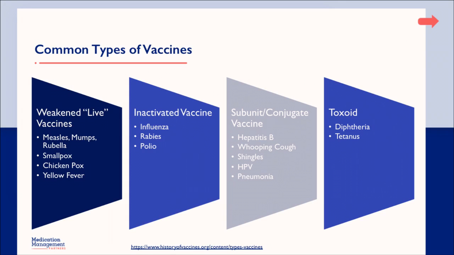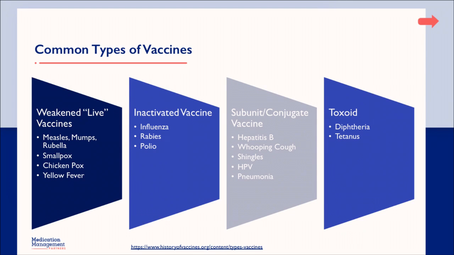That would be like your flu vaccine, your rabies vaccine, your polio vaccines. Those are great examples of inactivated vaccines. Subunit or conjugate vaccines use the antigen. Remember, antigen is a piece of the surface of the virus. And so with subunit or conjugate vaccines, they use just a piece of that outer surface, a piece of the antigen, but not the genetic info, that recipe that's inside the membrane of the virus. That's what's used to make a subunit or conjugate vaccine.